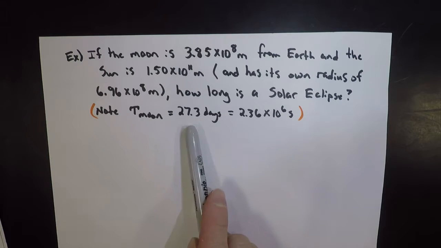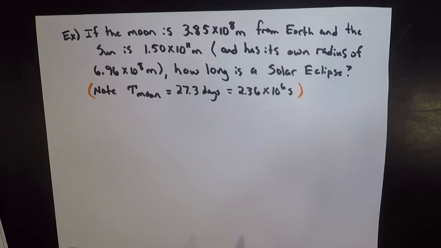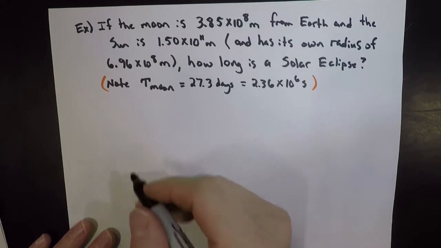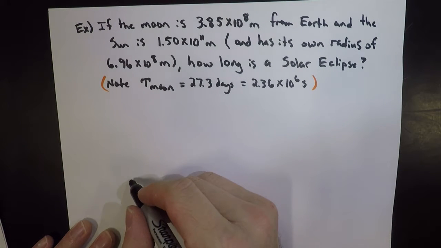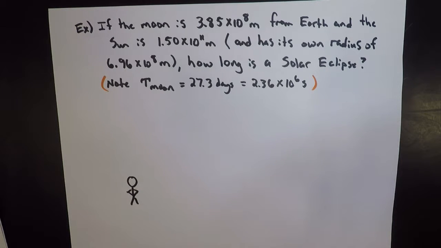We're also given the information of the period of the moon, how long it takes to make one orbit about the Earth in days and in seconds. So let's think about what happens during an eclipse. This is an angular problem, and we'll see how the angle comes into play. So during an eclipse, you are watching the moon pass in front of the sun in the case of a solar eclipse.